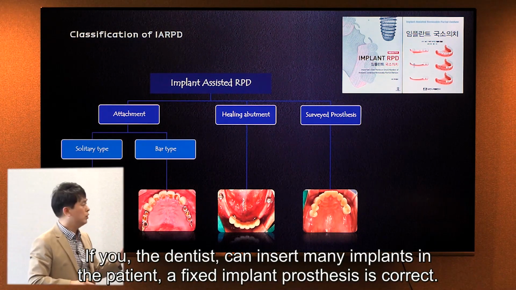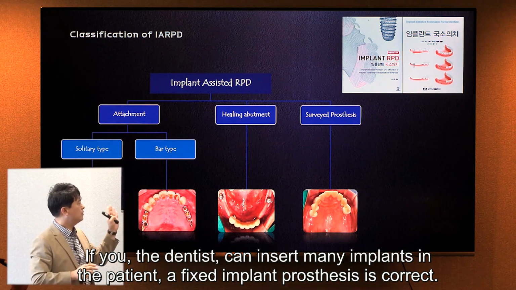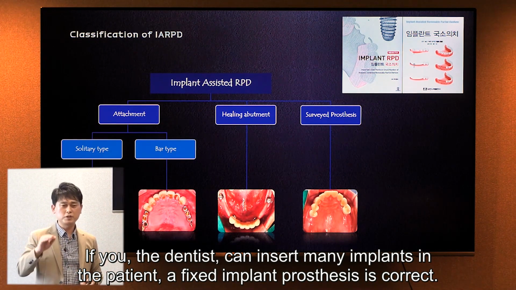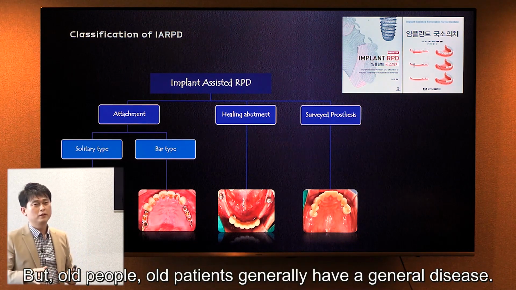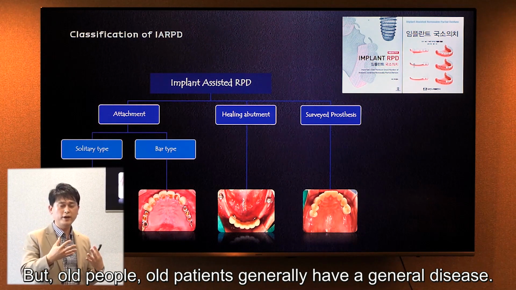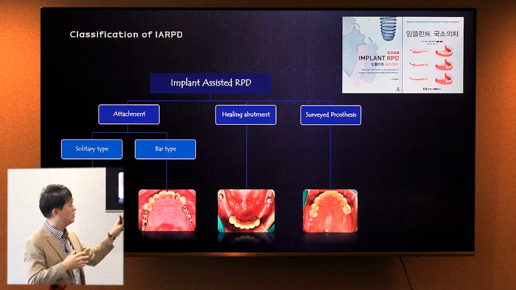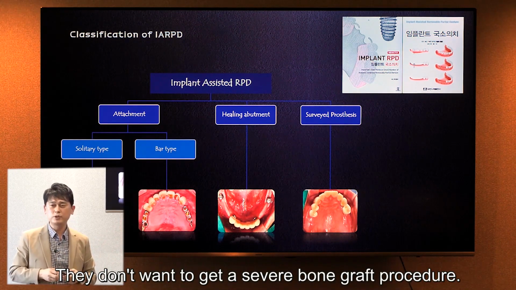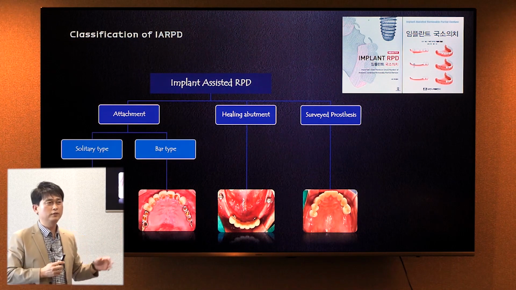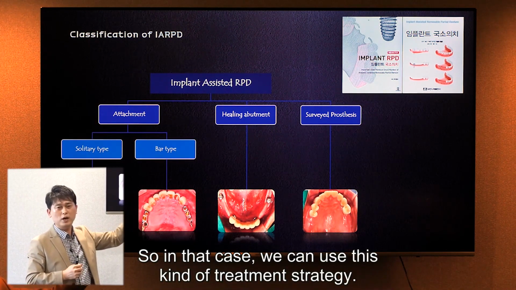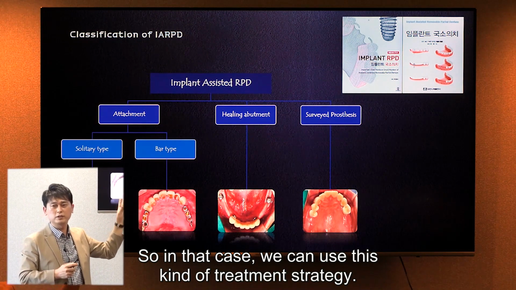If the dentist can insert many implants in the patient, a fixed prosthesis is right. But patients generally have general diseases, and especially they don't want a severe bone graft procedure. So in that case, we can use this kind of treatment strategy.